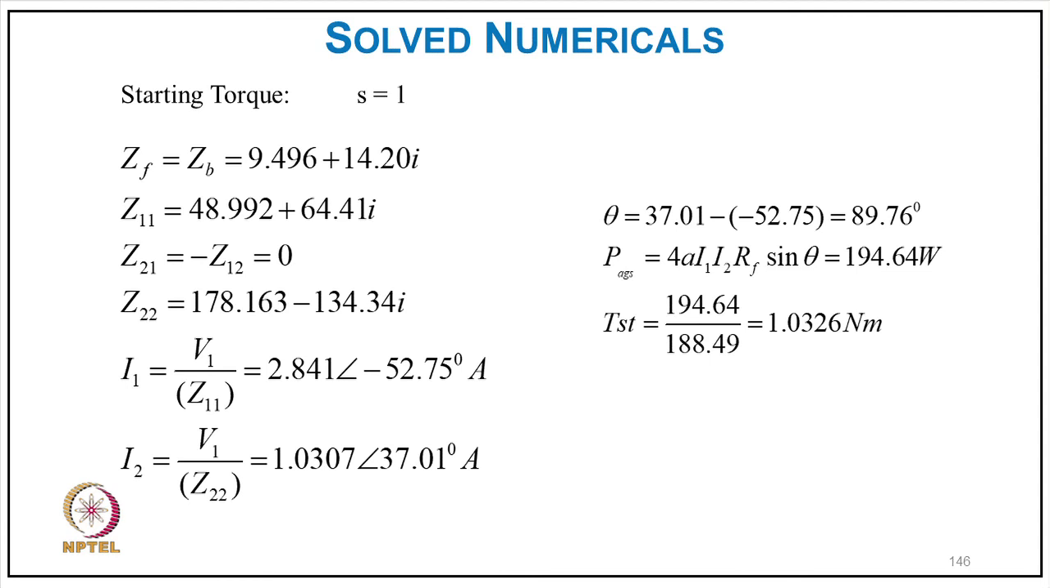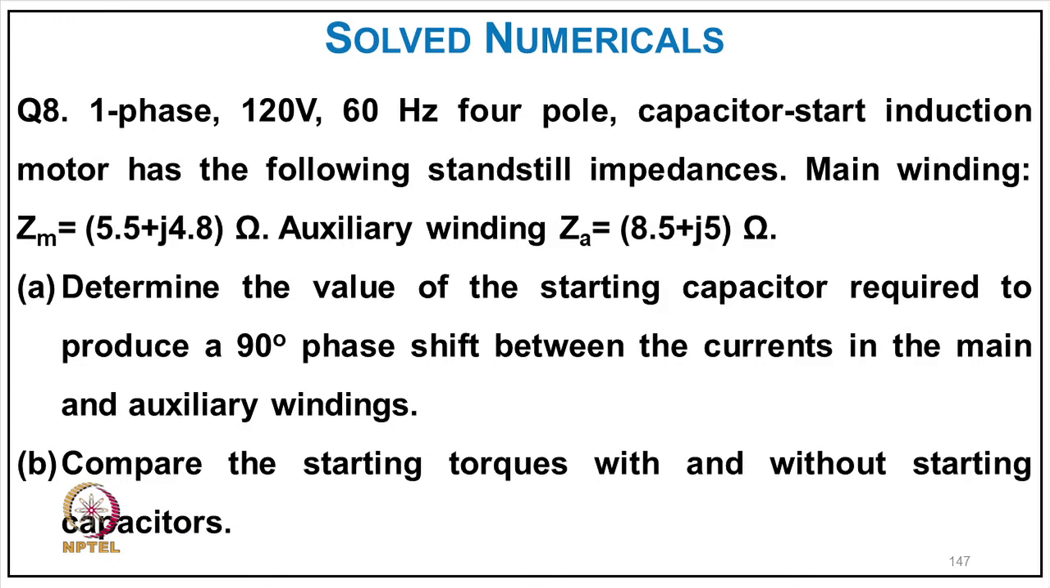And for starting torque, S equal to 1, we can calculate ZF equal to ZB, then Z11, Z12, Z22, and I1 and I2, and then theta, PAG, and starting torque. It comes 1.0362 Newton meter.